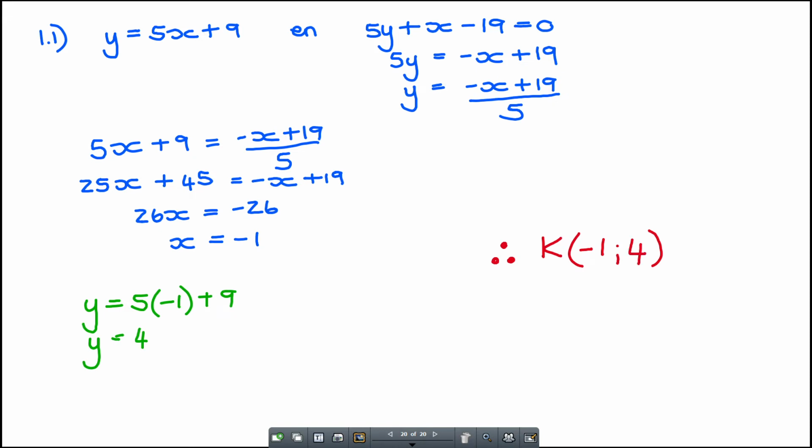En ek het nou net, jy het geweet, dit is die koördinate van K. I just had to show them how I get there. So obviously, as jy nie uitkom by minus 1 en 4 nie, dan weet jy ergens het jy 'n fout gemaak, né? So then we go back and double check our work. Any questions?